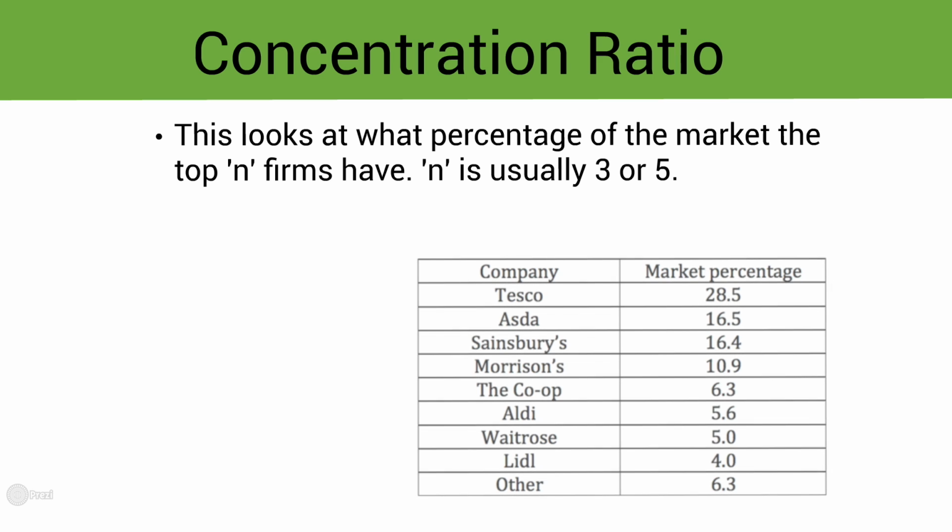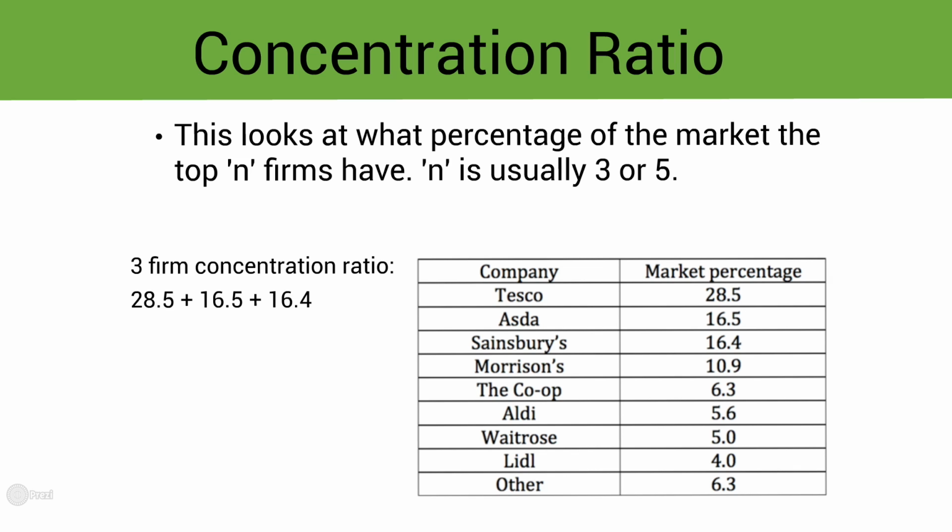So here we have the market share for supermarkets. We have Tesco leading with 28.5%, then Asda as the second with 16.5%, Sainsbury's, and so on. The three firm concentration ratio looks at the market share for the top 3 firms in the market. So we add Tesco, Asda, and Sainsbury's market share, which gives us a 3 firm concentration ratio of 61.4%.